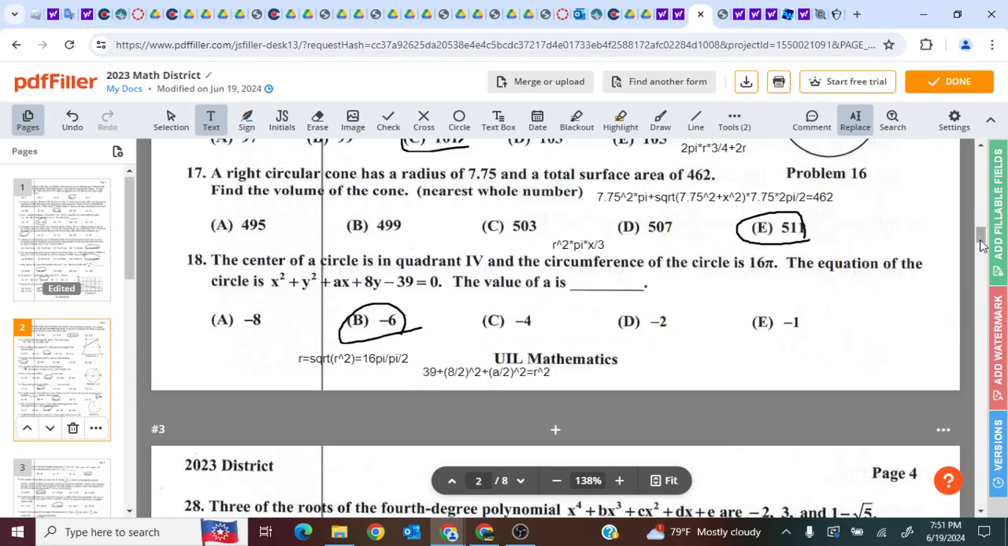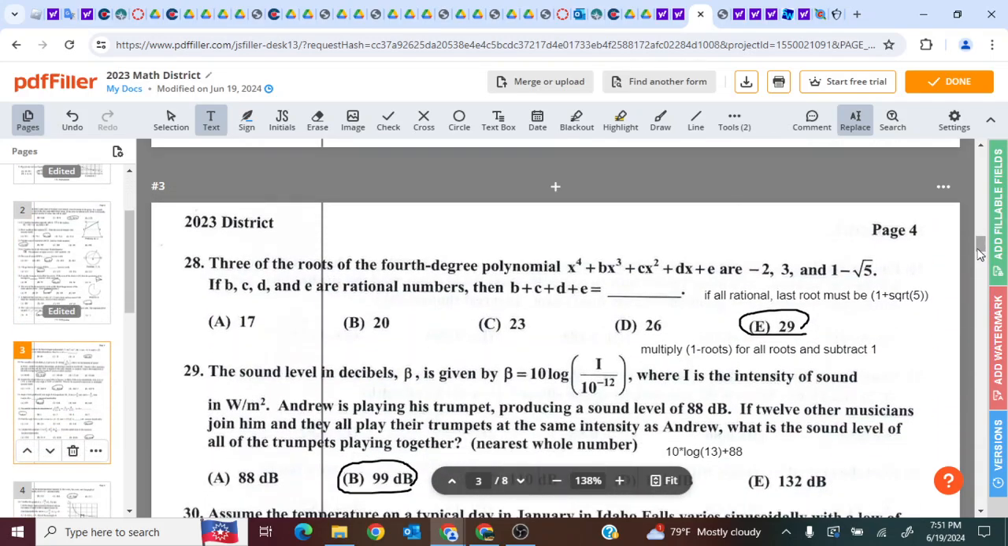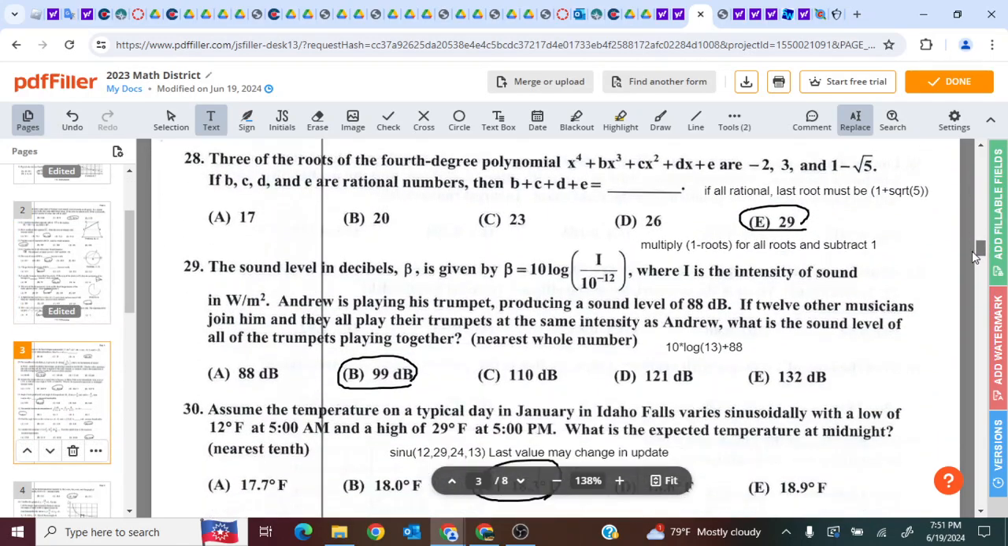Okay, moving on. Number 28, we probably skipped. Yeah, we skipped a few problems. This is what I was talking about, the test being out of order.